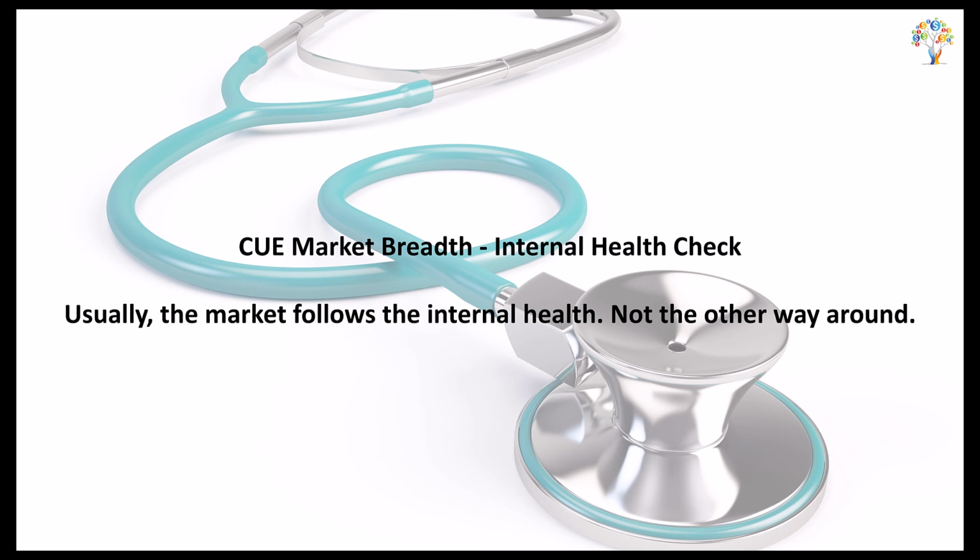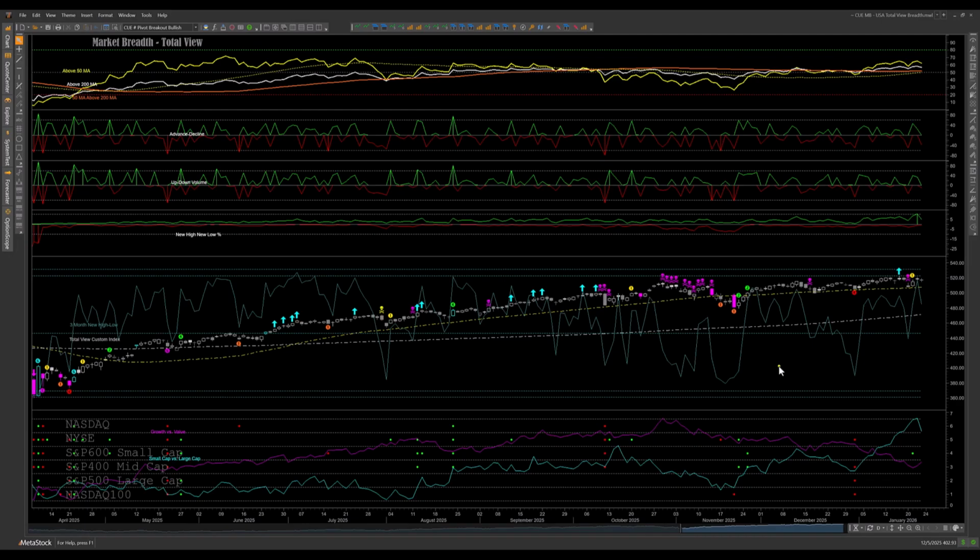Second dimension of our analysis is using Q market breadth, internal health check. Usually, the market follows the internal health, not the other way around. Total View Custom Index, the broadest view of the market. Let's first look at what is in favor.